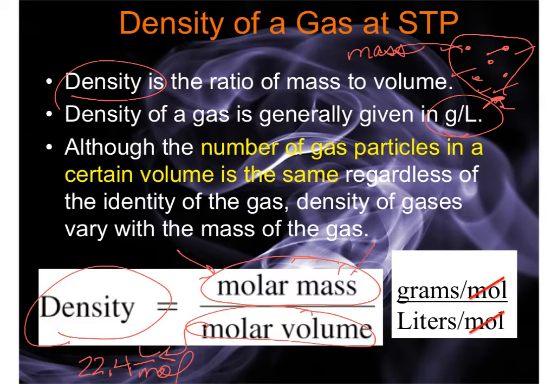What are the units for molar mass? It's grams per mole, right? What are the units for molar volume? That's what we just did in the previous slide. That's liters per mole. When you put the units for these equations, you can see that moles cancels out, and you're left with units of grams per liter, which is, in fact, the unit that we use for density of gases.